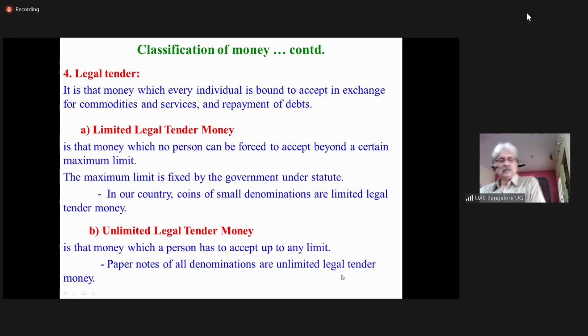Okay, so I think Bhanu Kumar got the answer, an example for legal tender money. It can be limited legal tender, it can be unlimited legal tender. All the currency notes are unlimited legal tender. Small denomination coins are limited legal tender money.